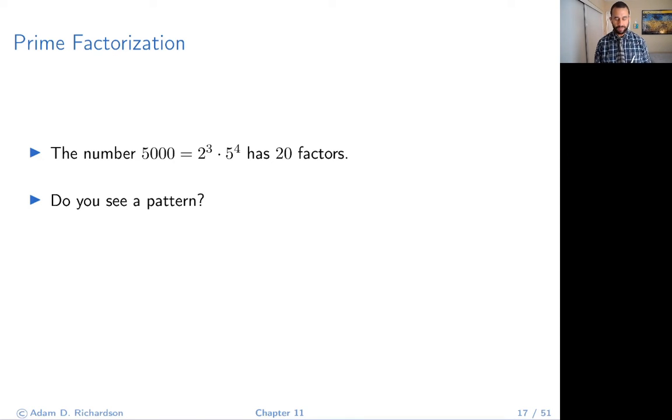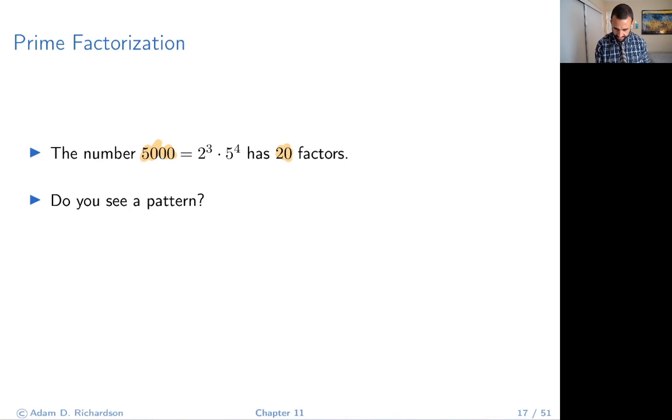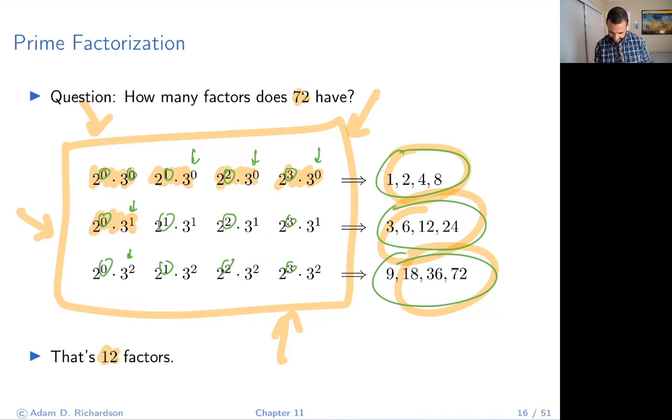So what do you think? Do you see a pattern? You might not be able to see it because it's a little bit tricky, but 5,000 has 20 factors, and 72, which was 2 cubed times 3 squared, has 12 factors. And think about this table again.